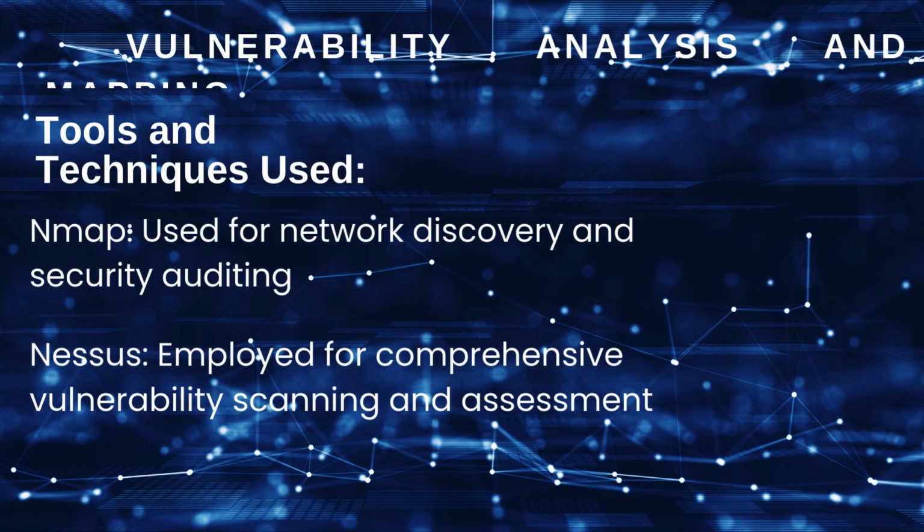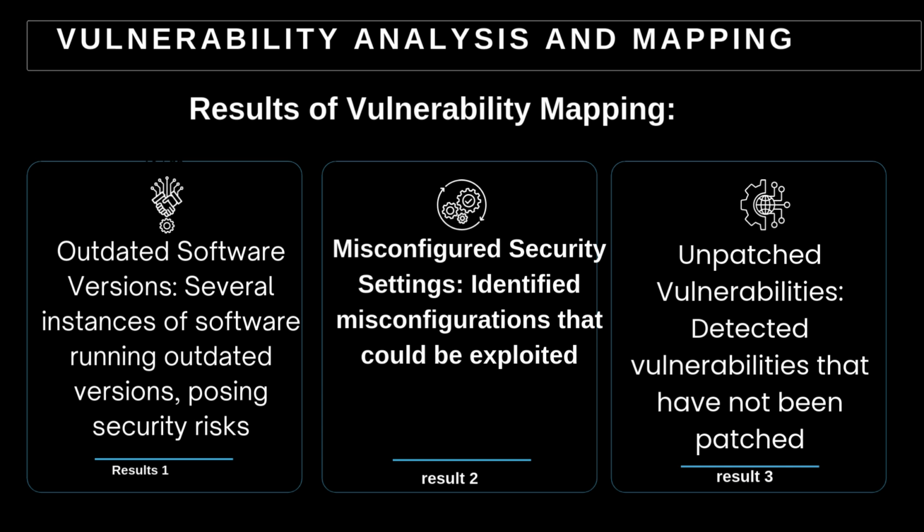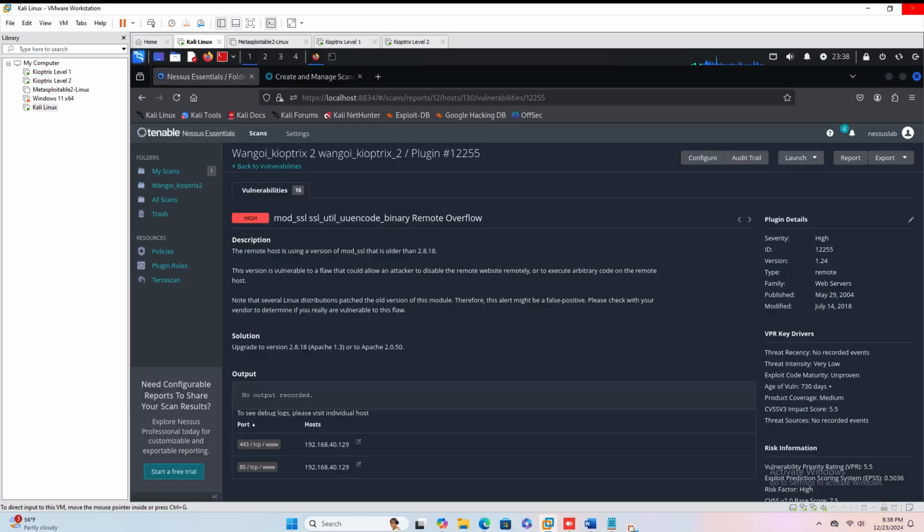Moving on to vulnerability analysis and mapping, we utilize several tools and techniques to conduct our analysis, including Nmap for network discovery and security auditing, and Nessus for comprehensive vulnerability scanning and assessment. Our vulnerability mapping revealed several key issues, including outdated software versions, misconfigured security settings, and unpatched vulnerabilities. Here are some screenshots from our analysis tools that illustrate our findings.